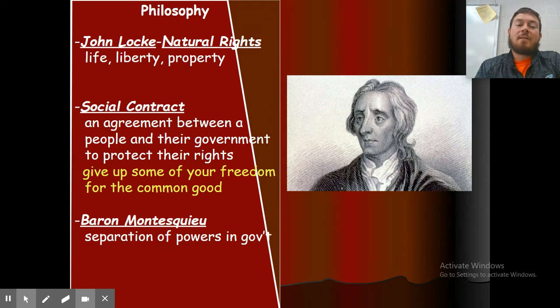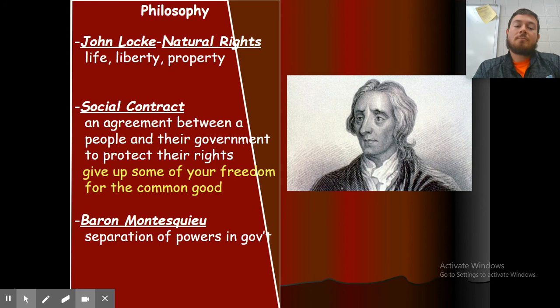One of the things that came out of the Enlightenment were philosophers. One of those philosophers is John Locke, and he comes up with the idea of natural rights, meaning that everyone has the right to life, liberty, and property. And you will see that when we talk about the Declaration of Independence. He has a social contract. It's an agreement between a people and their government to protect their rights. Again, giving the idea that the government is there for specific reasons, such as protection. So you give up some of your freedom for the common good. Okay.